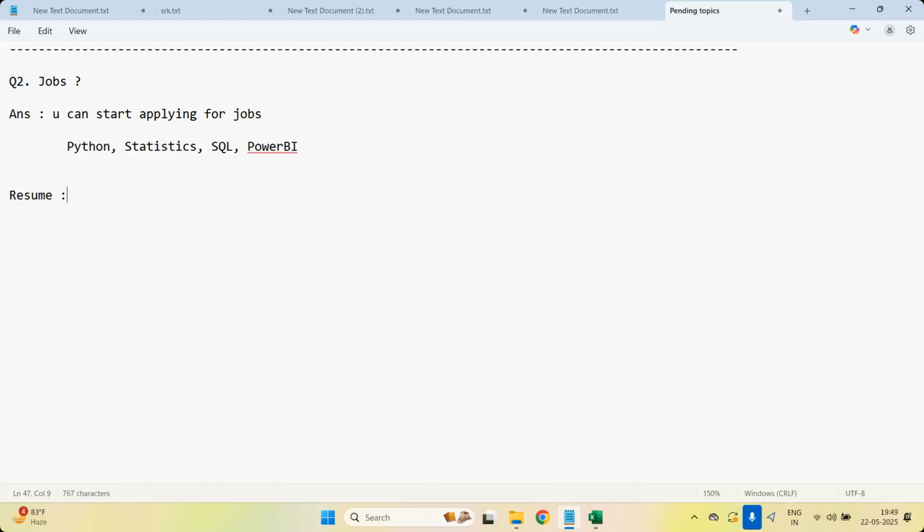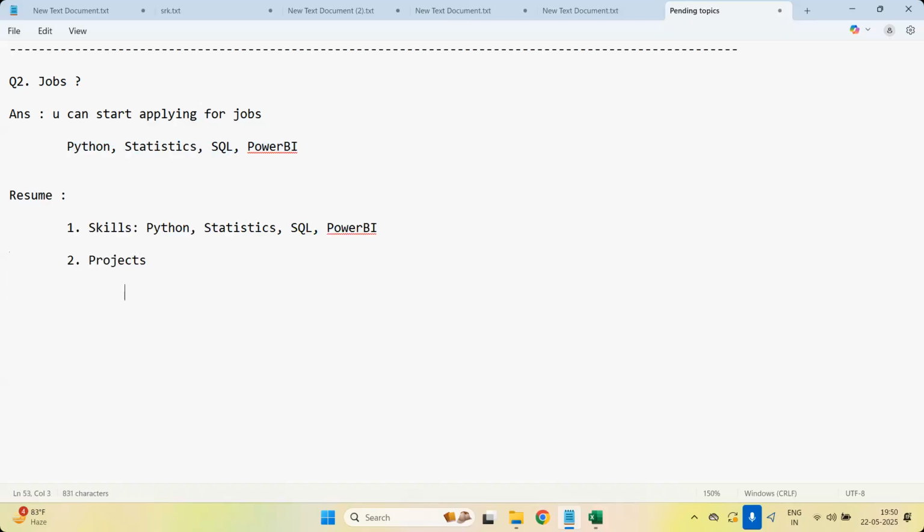In the resume, you have to highlight, point number 1, skills. What are the skills you have learned? That is nothing but these. Apart from this, I already told you, data cleaning is a skill, data exploration is a skill. All these skills you are going to mention. Second, you are going to highlight the projects, which is called your experience.